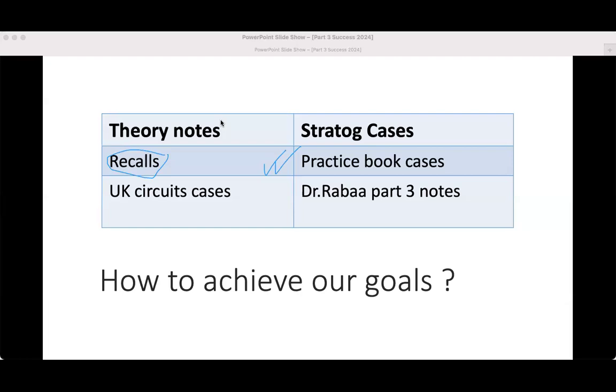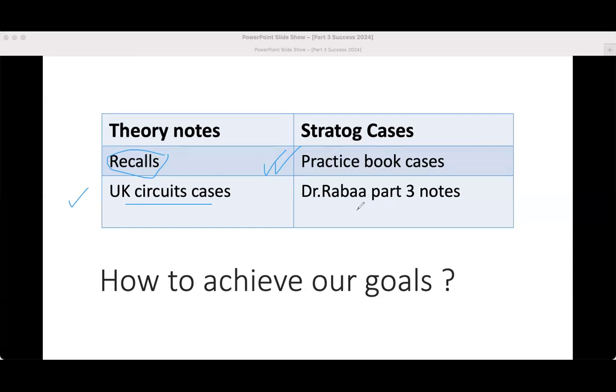Other recommended resources, besides the practice books and recalls, are, for example, the UK circuit cases, which are also covered during the revision mocks, so it's a good source to revise. However, it's not that important, as I told you: first books, then recalls.